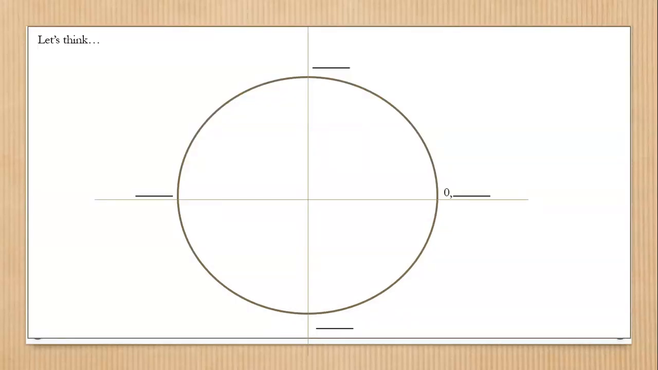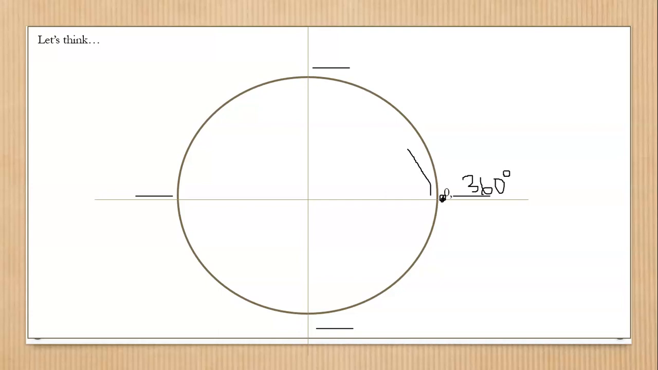So let's think about it. When you think of how many degrees are in a circle, how many degrees are total? If we started here and we went all the way around the outside of the circle, we would go from 0 degrees to 360 degrees, right? There are a total of 360 degrees in a circle.